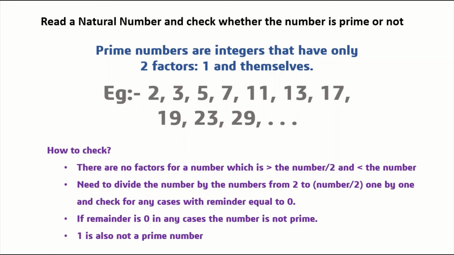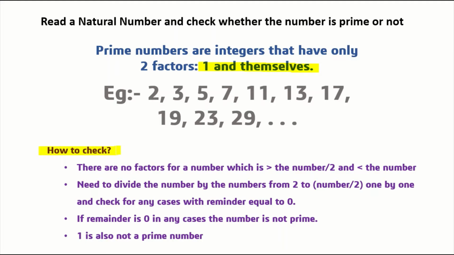Hi all. Today's program is to read a natural number and check whether the number is prime or not. Prime numbers are integers that have only two factors, 1 and themselves. Some examples are 2, 3, 5, 7, 11, 13, etc. So how to check this?